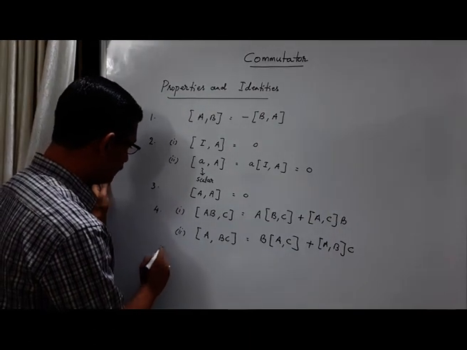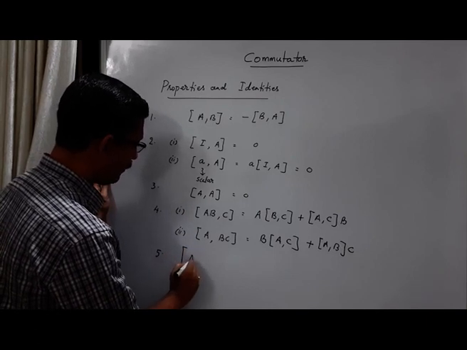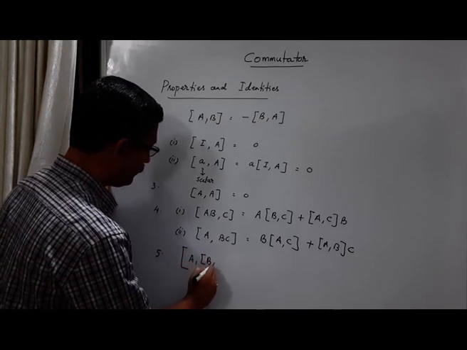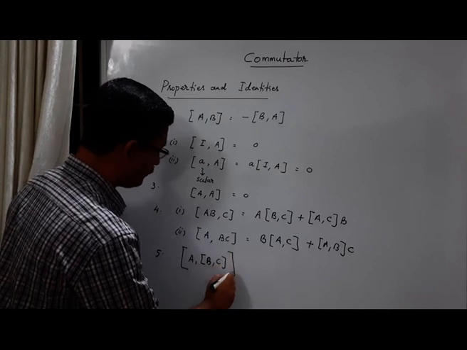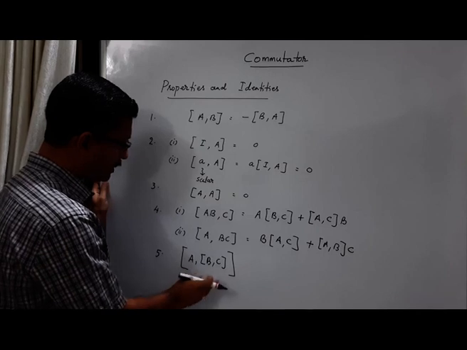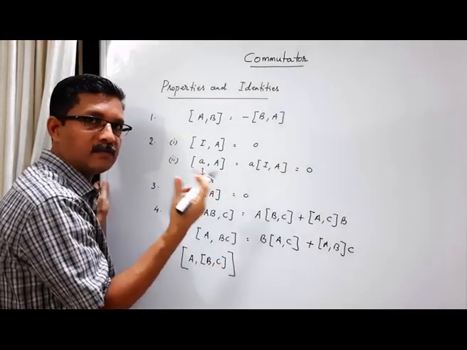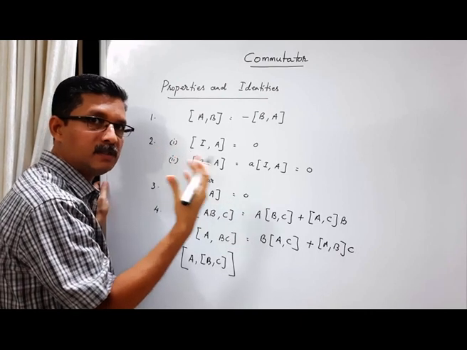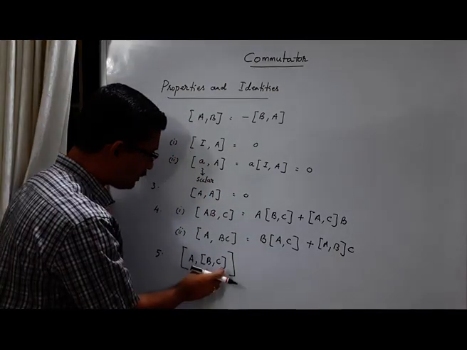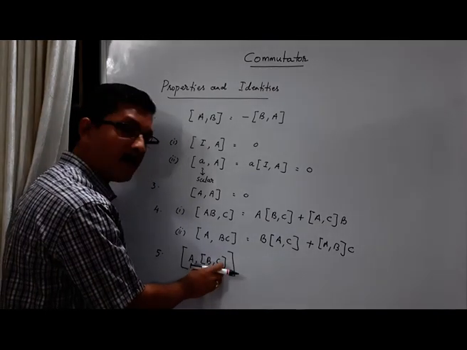Okay. And another important result is the commutator [A, [B, C]]. That means in this commutator, the second term is another commutator. You remember that a commutator is an operator. It's a difference between two operators, so it itself is an operator. So the second operator in the commutator is itself another commutator.